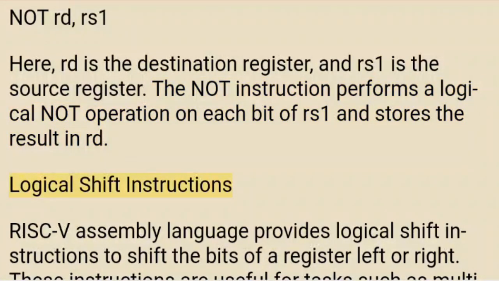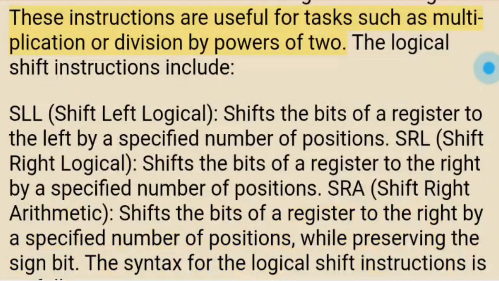Logical shift instructions. RISC-V assembly language provides logical shift instructions to shift the bits of a register left or right. These instructions are useful for tasks such as multiplication or division by powers of 2. The logical shift instructions include SLL, shift left logical, which shifts the bits of a register to the left by a specified number of positions. SRL, shift right logical, shifts the bits of a register to the right by a specified number of positions. SRA, shift right arithmetic, shifts the bits of a register to the right by a specified number of positions, while preserving the sign bit.